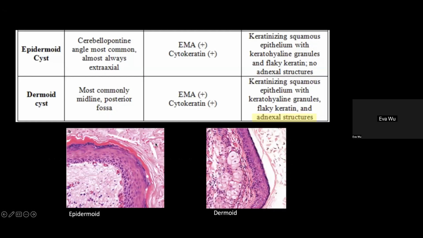And so just thought that this was kind of helpful, like classifying epidermoid cyst from dermoid cyst. If you look, the immunohistochemistry staining is the same, and it looks pretty much the same on histology, except it also has adnexal structures, which you see here at the bottom, which it doesn't have on the epidermoid.